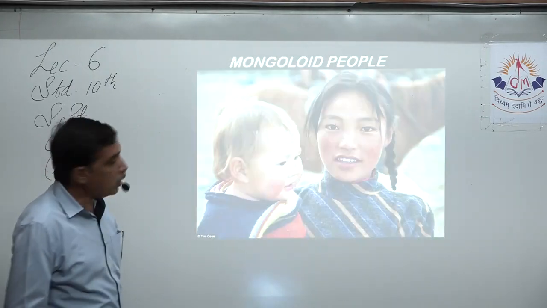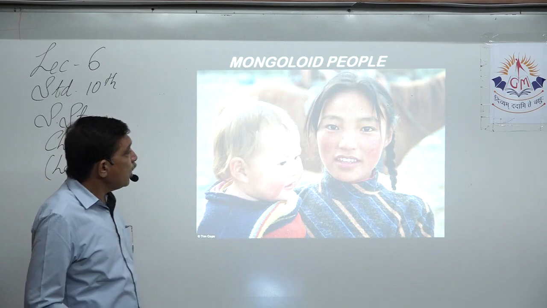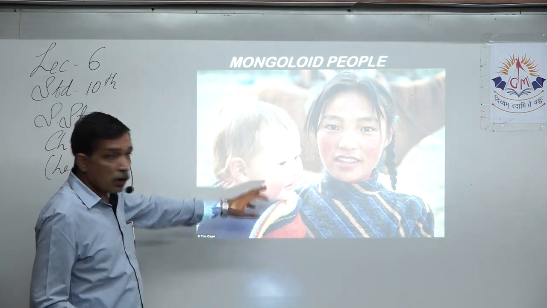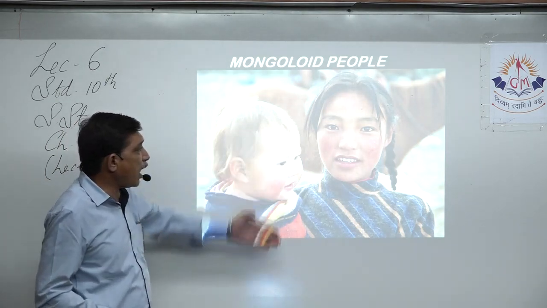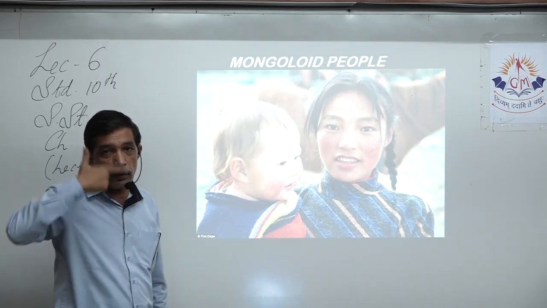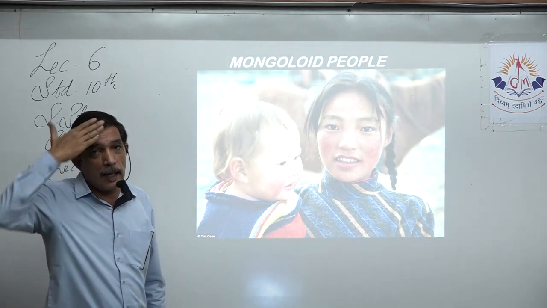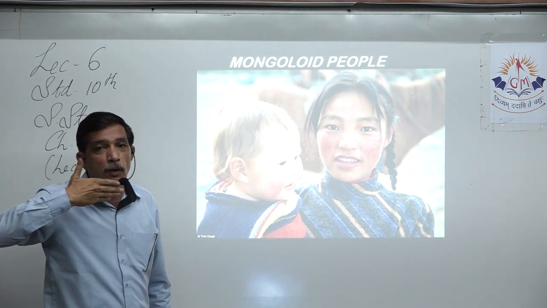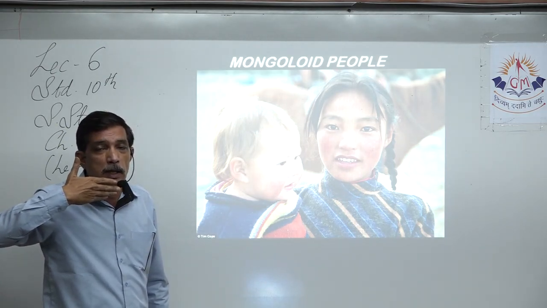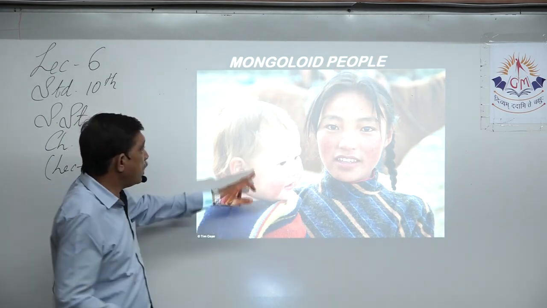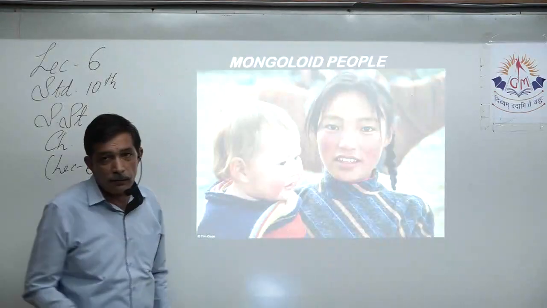This is a pic of the Mongoloid tribe. You can see even the child, quite chubby cheeks. Yes, they have a flat nose which does not come out in between the forehead and the line that is created between the forehead and the mouth. Yes, our nose is protruding outside, whereas you can see over here they have a flat face.